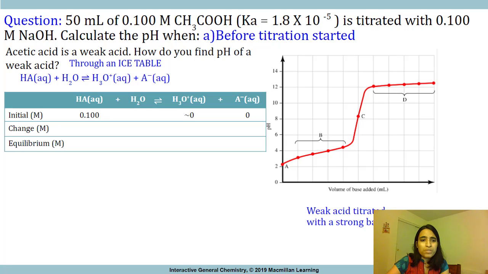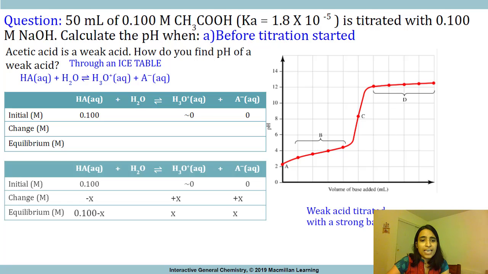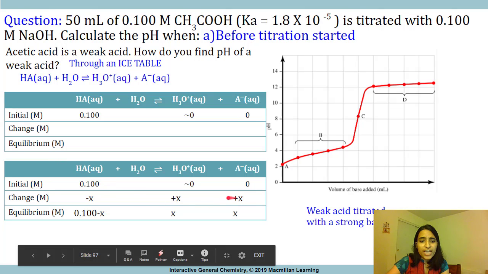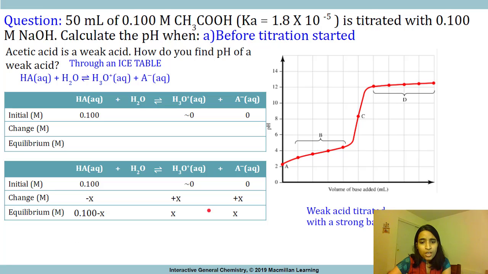If you do not know, please look at the previous chapter where you can review various examples of weak acids and weak bases that we have done. For change, we are going to put negative X and then positive X on the reactant sides, and then finally at equilibrium we're going to have this.